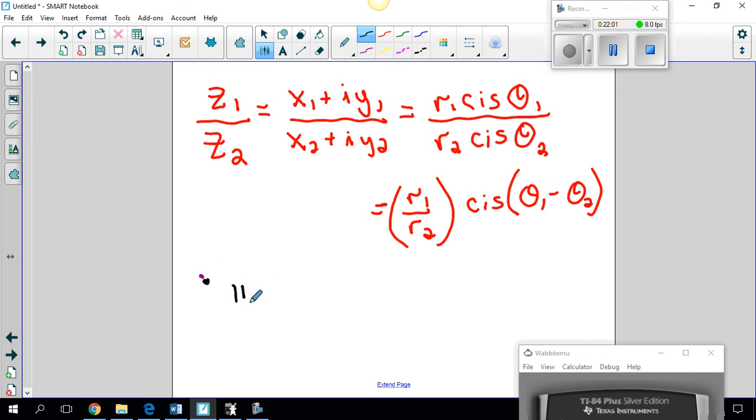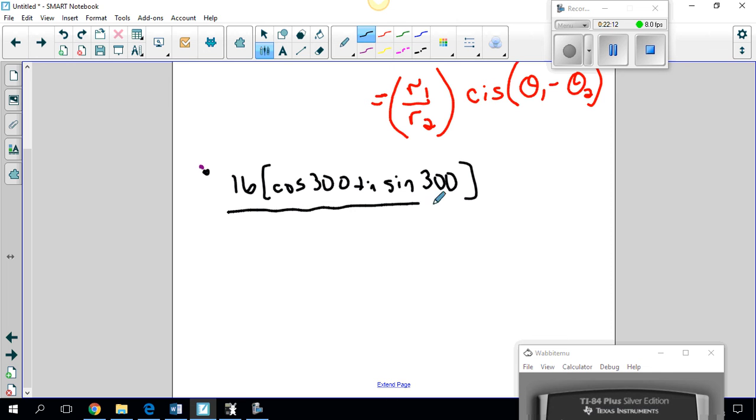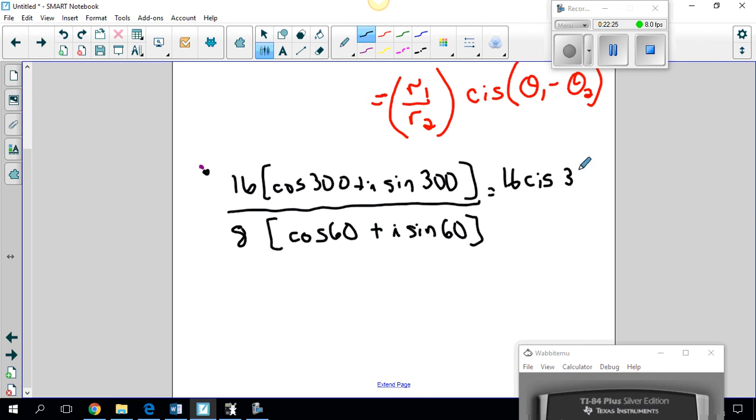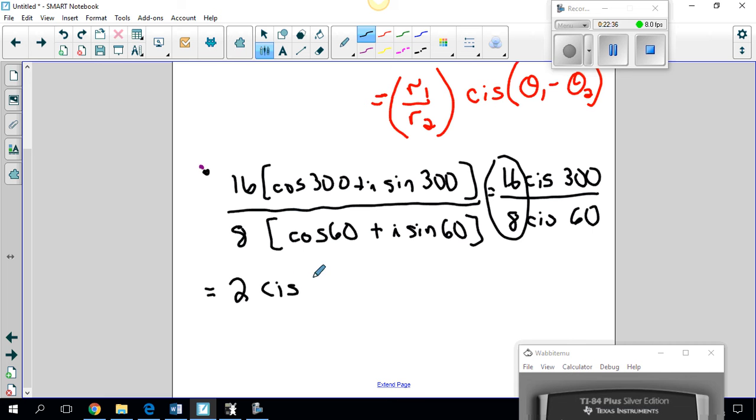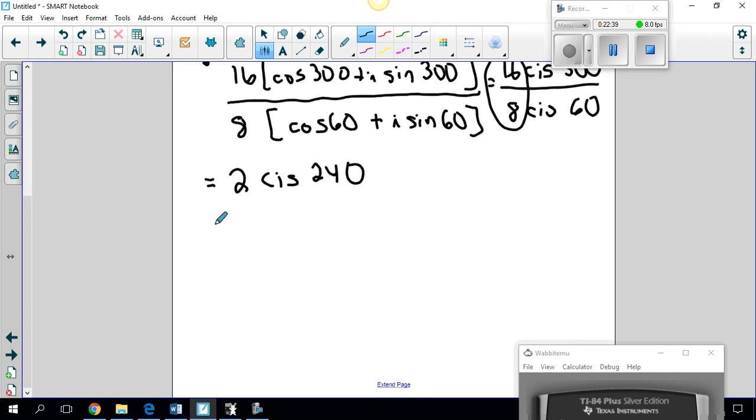So let's look at 16 cosine 300 plus i sine 300, which is CIS notation. The book doesn't get after it hard enough. Cosine 60 plus i sine 60. Once again, that's really 16 CIS 300 over 8 CIS 60, which is 2 CIS 240, which is easy.